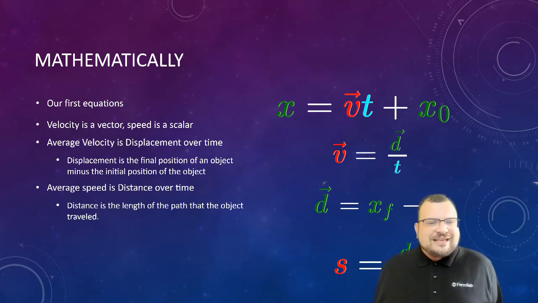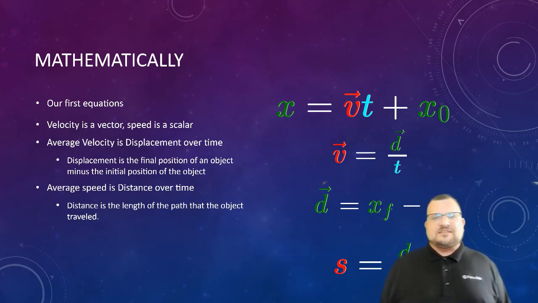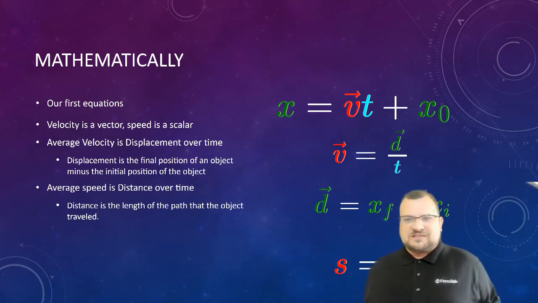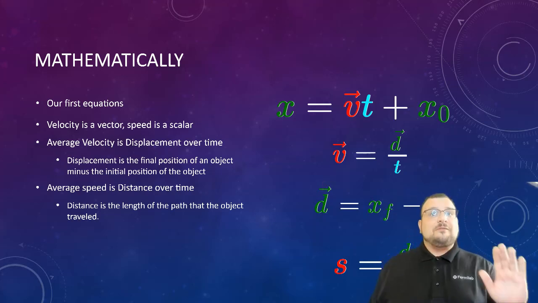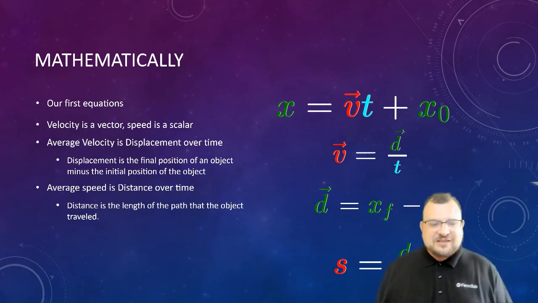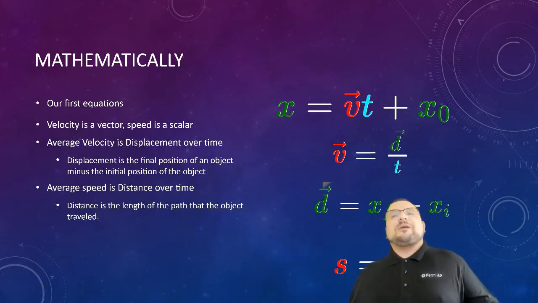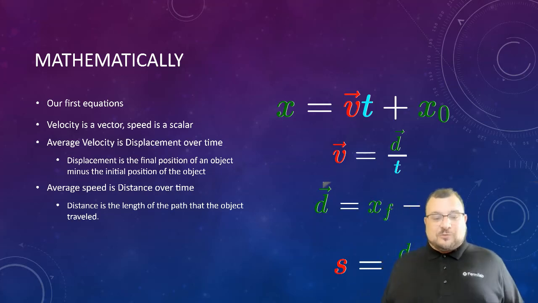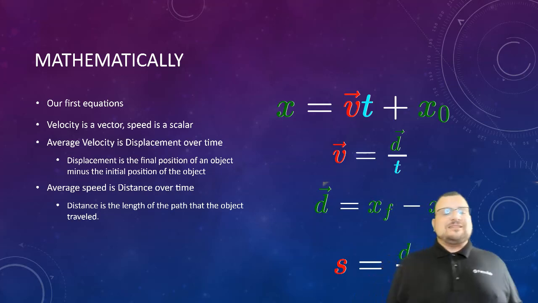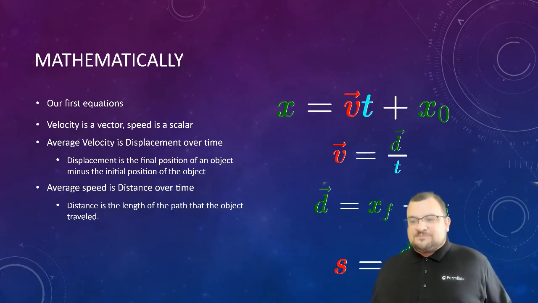But the displacement, that's my final position minus my initial position. My final position was the same as my initial position. So my displacement was 0. So my average velocity was 0.